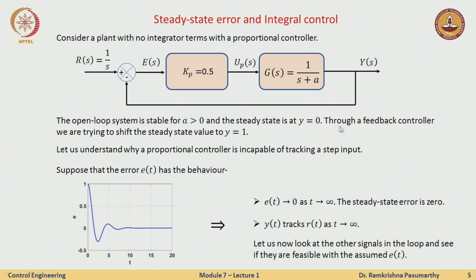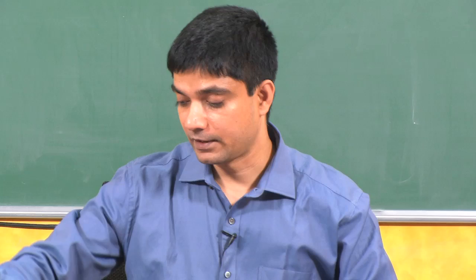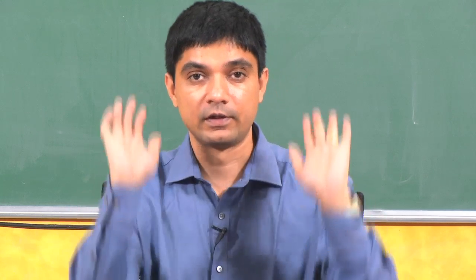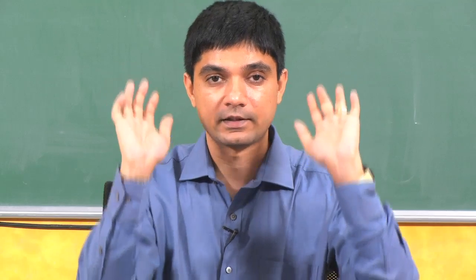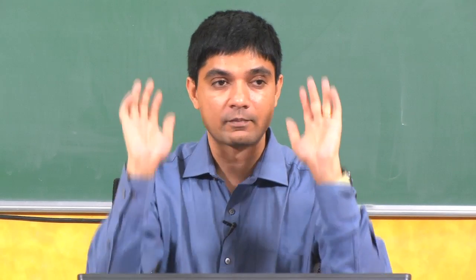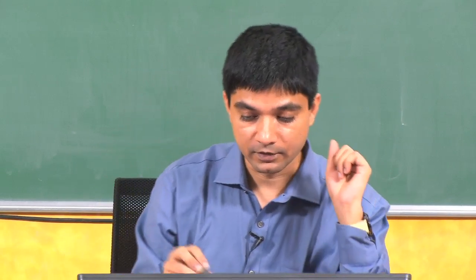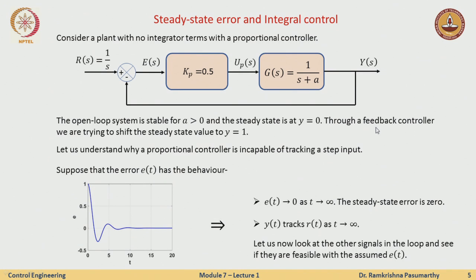And through a feedback controller, I just want to see if I could try to shift this steady state value to 1, right. For example, if something is lying on the table, if I were to lift it, I will just need some external force, right. Can I just lift it to some 1 meter above the ground, right. So, here I will say through a feedback controller, can I try to shift the steady state position to 1. So, let us try to understand, does a proportional controller help me achieve this.